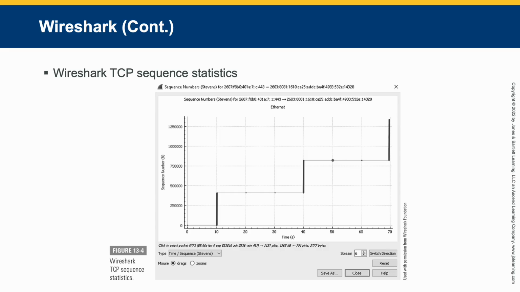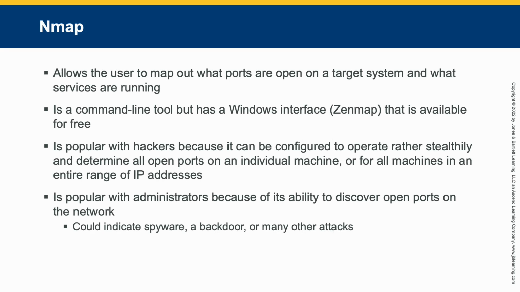Wireshark TCP sequence statistics comes for us to look at all the details of the Ethernet like this. Nmap allows the user to map out what ports are open on a target system, and what services are running. Let's look into this with an example.